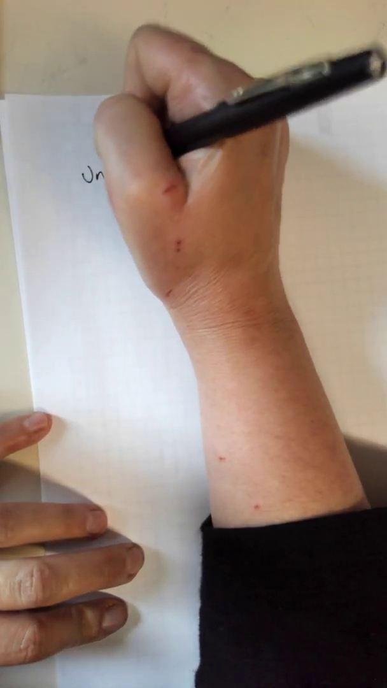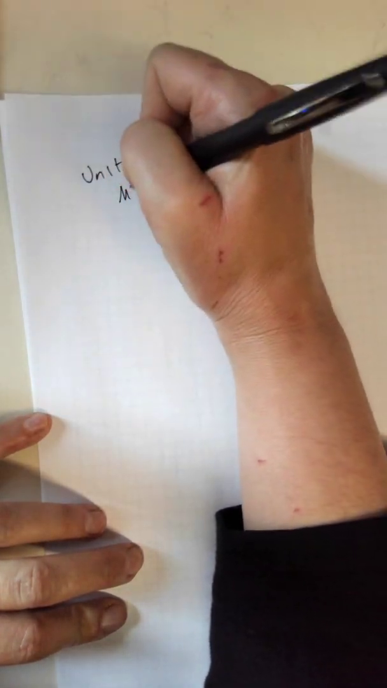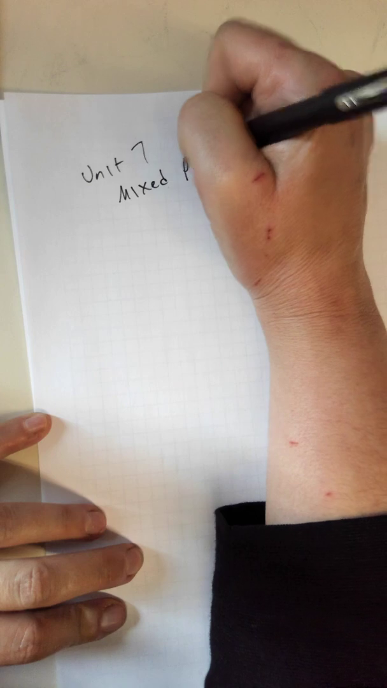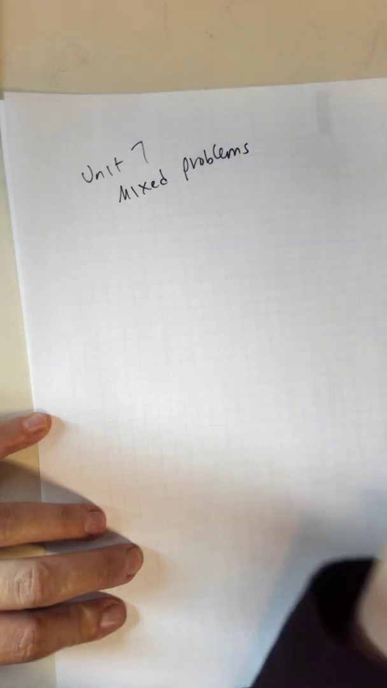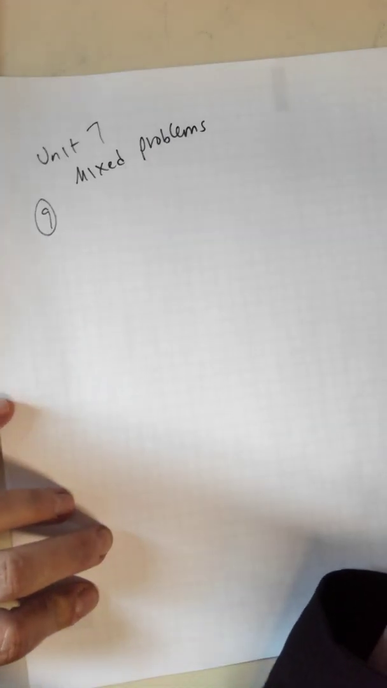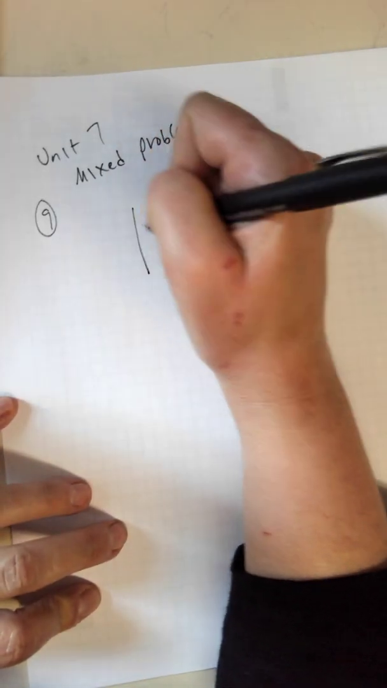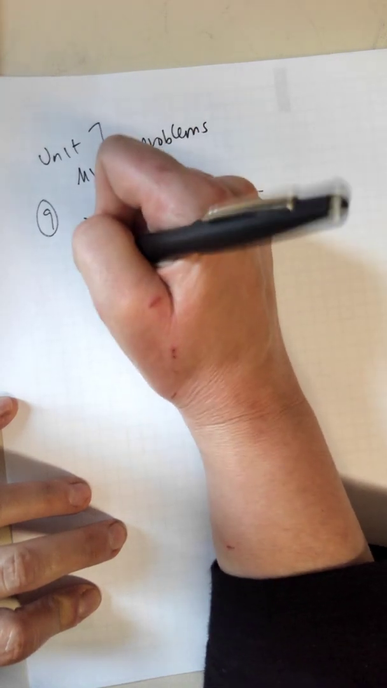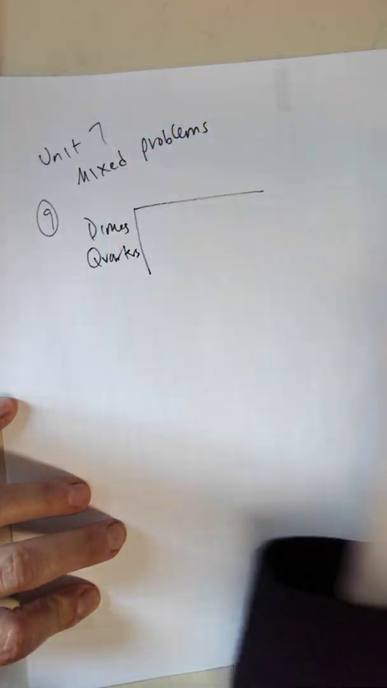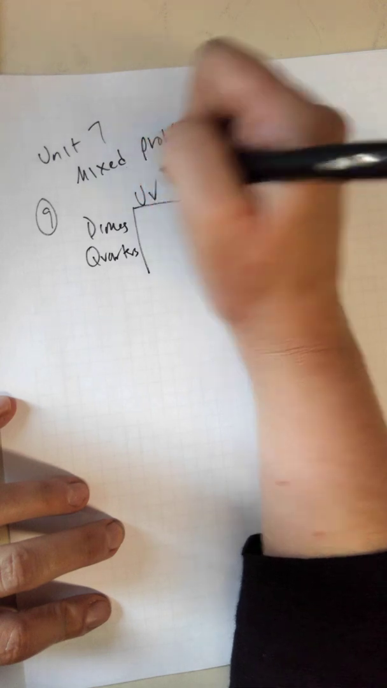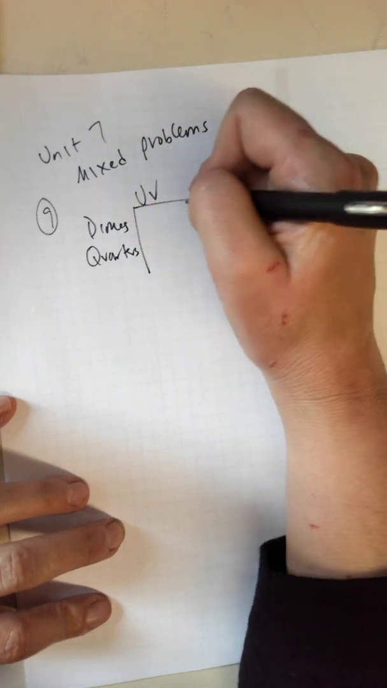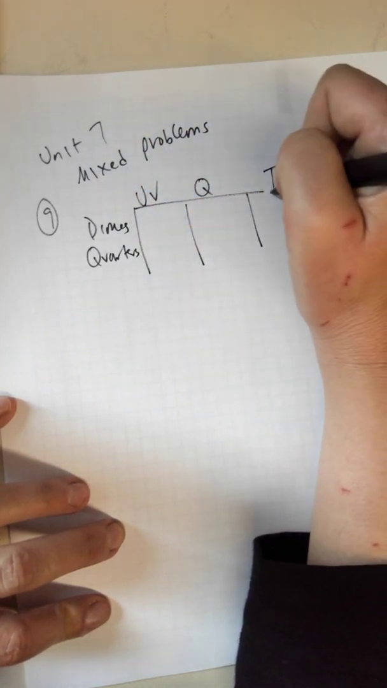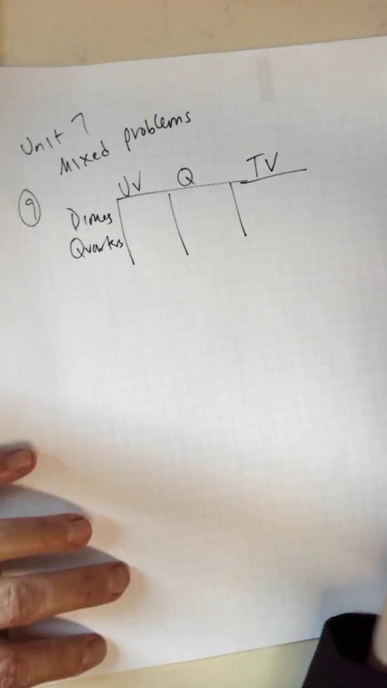Okay, let's look at our Unit 7 Mixed Problems worksheet, and let's look at number 9. We have a collection of coins, so probably a chart. We have dimes, and we have quarters. And let's see, we have a unit value, we have a quantity, and we have a total value. This is a total review of what we did earlier in the year.